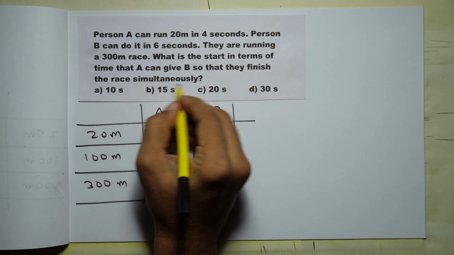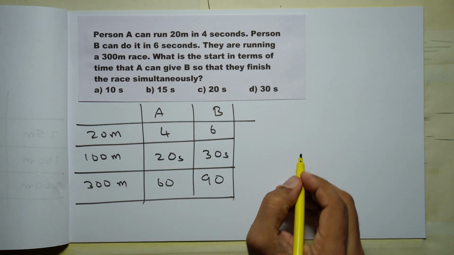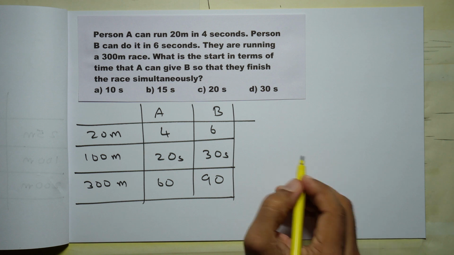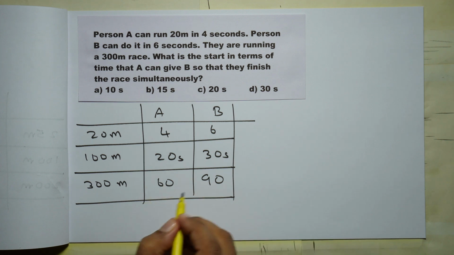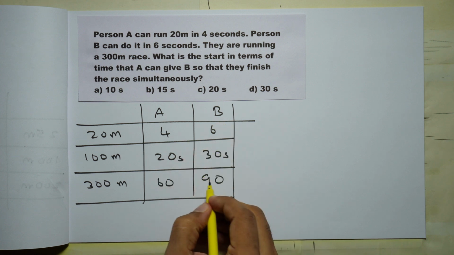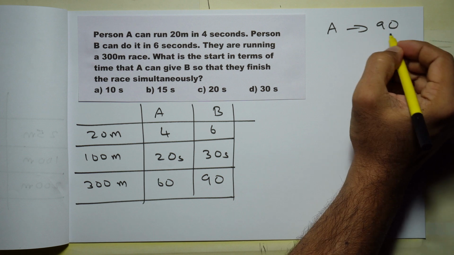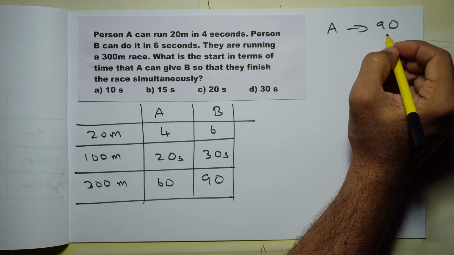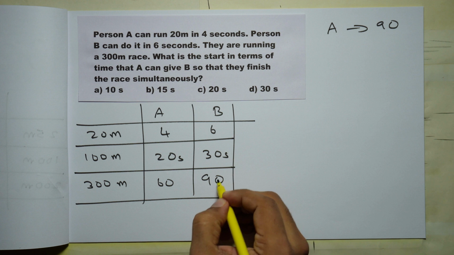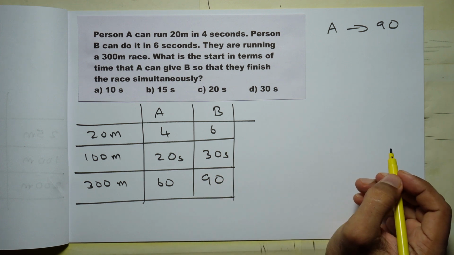Now here it is mentioned that they have to finish simultaneously. Whenever it is mentioned that they have to finish the race simultaneously, you should know that both of them should take the same time to complete the race. If they take the same time, they'll finish simultaneously. B requires 90 seconds, which means that A should also require 90 seconds. A should complete the race in 90 seconds. Then they will both take 90 seconds, the same time, and they'll finish simultaneously.